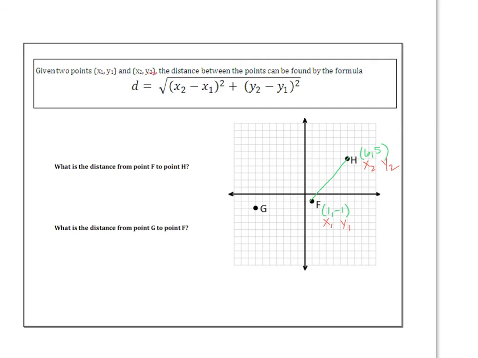Now go up to your formula and start plugging stuff in. The distance from F to H, so instead of D, I'm going to say FH equals, and then I'm going to make that big square root.